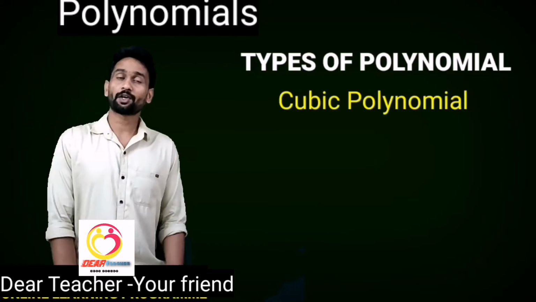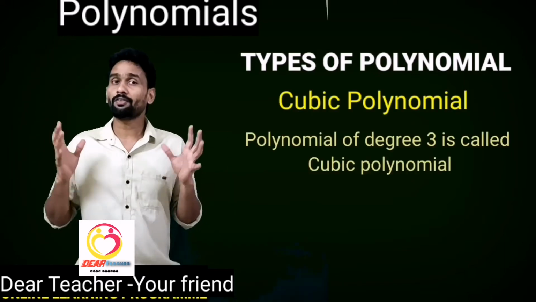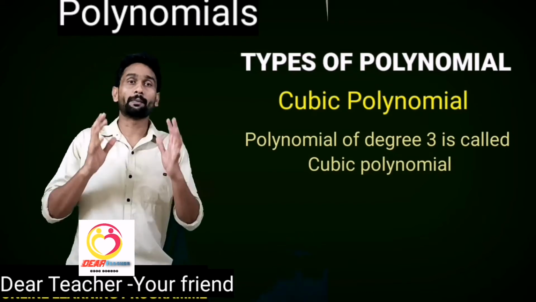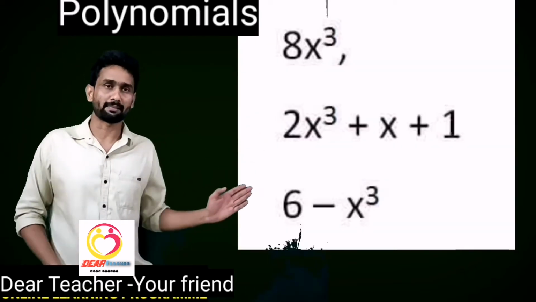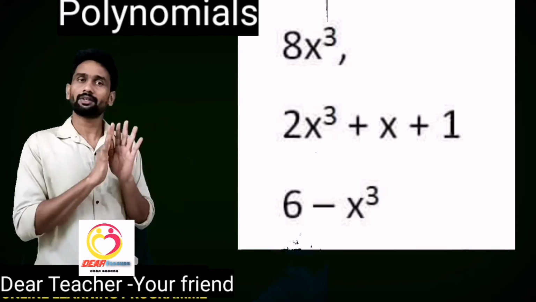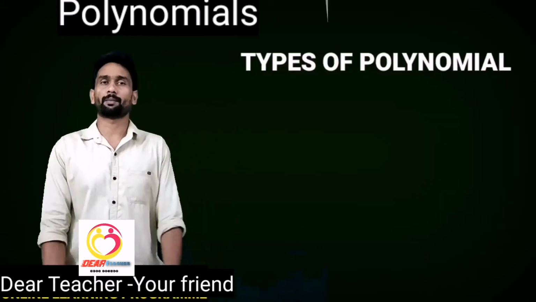The next one, cubic polynomial. A polynomial of degree 3 is called a cubic polynomial. Look at these examples. You can see in all the examples the degree is 3. So it is a cubic polynomial.